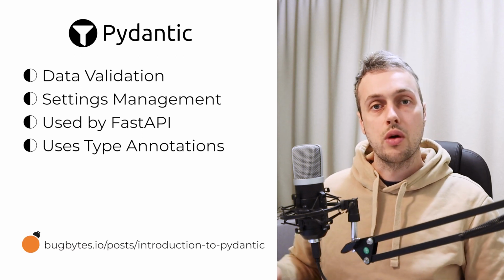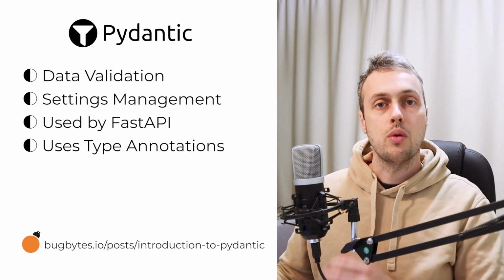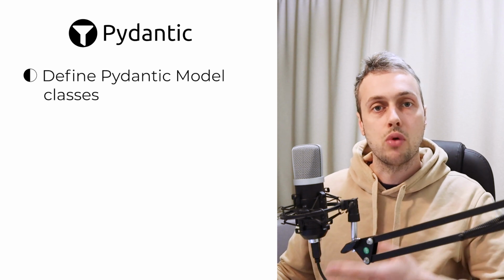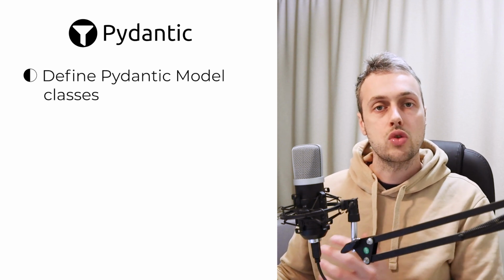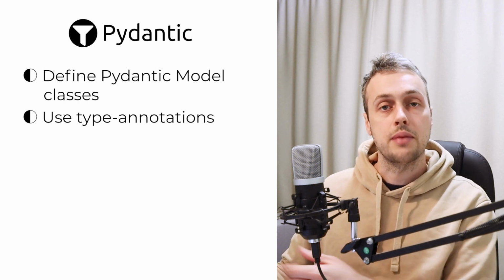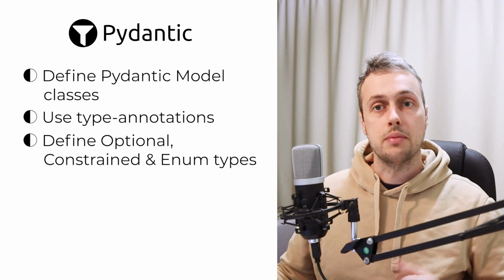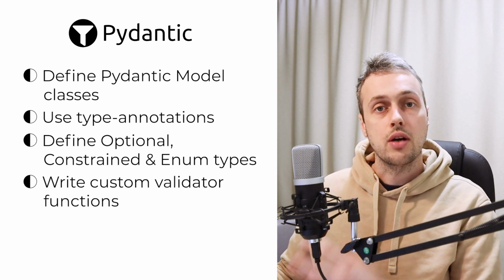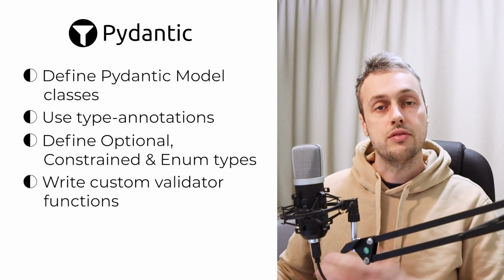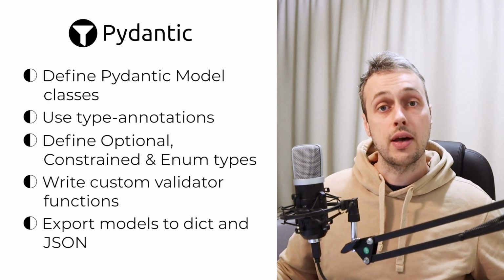going to be following along with a blog post that I've written here, and I'll leave a link below the video to this post. What we're going to do in this video is we're going to learn how to define Pydantic model classes that model the structure of our data. We're also going to learn how to use type annotations in Python in order to determine the data types of our fields. We're going to learn how to specify optional and constrained fields in Pydantic, and we're also going to learn how to write custom validation functions for particular fields on our models. And finally, we're going to learn how to export those models to JSON data or to Python dictionaries.